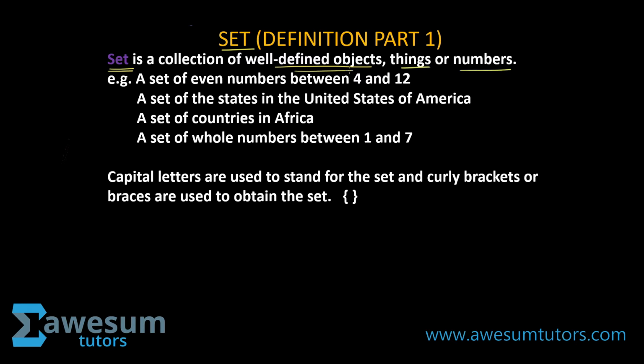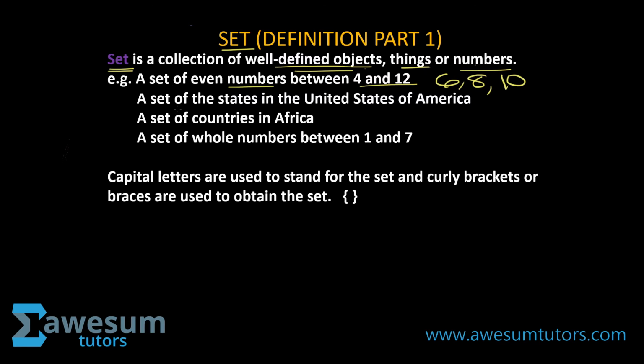It is a collection of well-defined objects, things, or numbers. An example of what we can call a set is when you say a set of even numbers between 4 and 12. That means numbers that will fall into this set would be 6, 8, 10, because we said a set of even numbers between 4 and 12. So these are the numbers 6, 8, and 10.